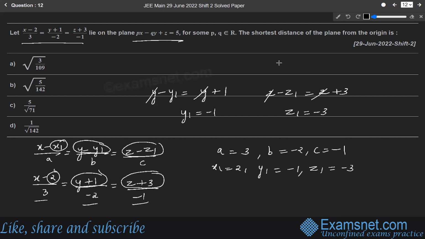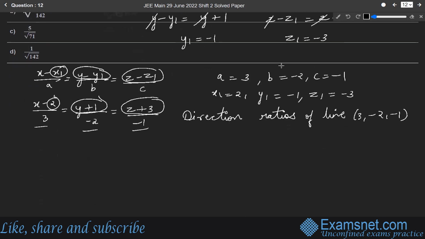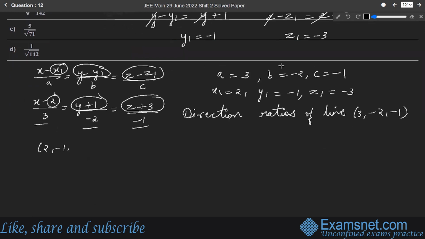Here a, b and c are the direction ratios, right? So we have the direction ratios of the line, which is 3, minus 2 and minus 1. And we have the point on the line, 2, minus 1 and minus 3. It is given that the line lies on the plane. If the line lies on the plane, it means that the line is satisfying the plane. It means that the point on the line should also satisfy the plane. What are the points? 2, minus 1 and minus 3. These points are also satisfying the plane, since it is given that the line lies on the plane.